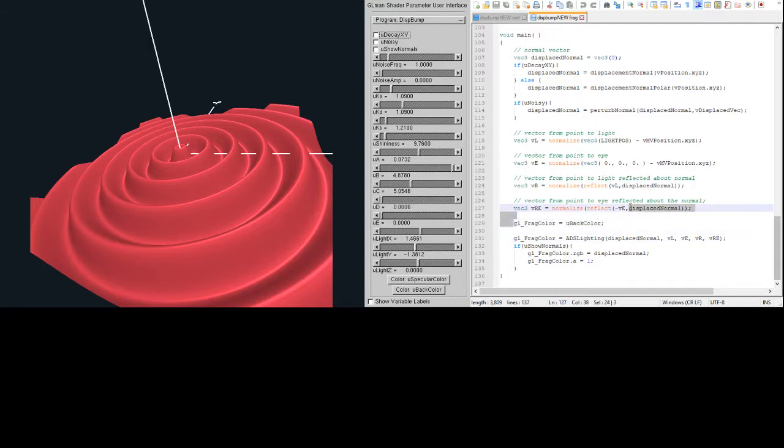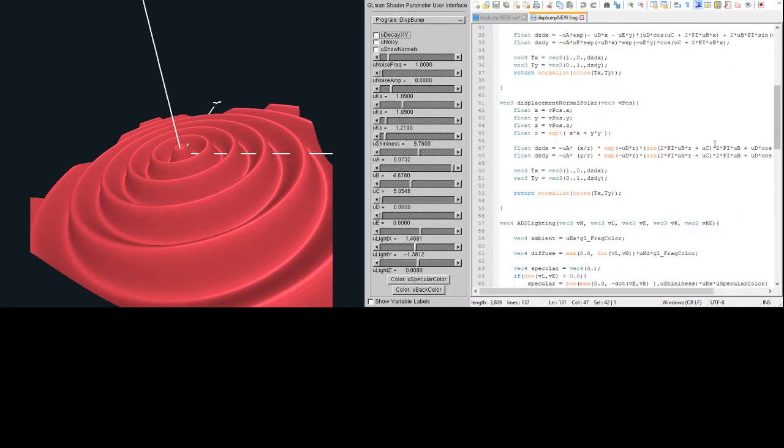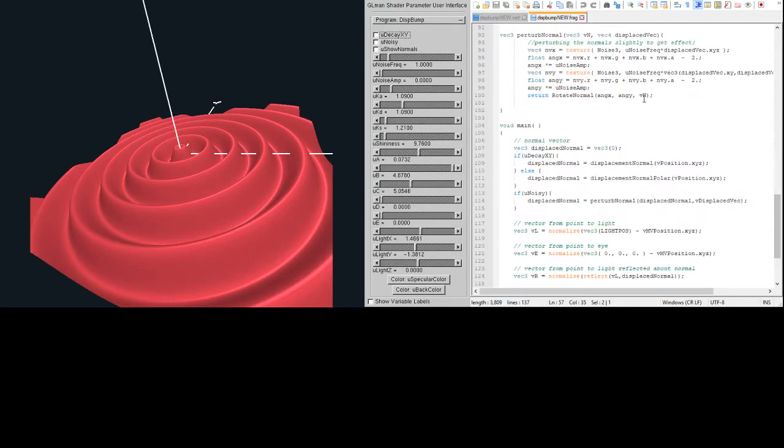So I set first the frag color to the back color, which I've got a little button for. And then I set the frag color using ADS lighting to compute what the frag color should actually be. So if I come up here to ADS lighting, I can explain that. It takes the normal, light, and the eye. What was VE again? Point to the eye.